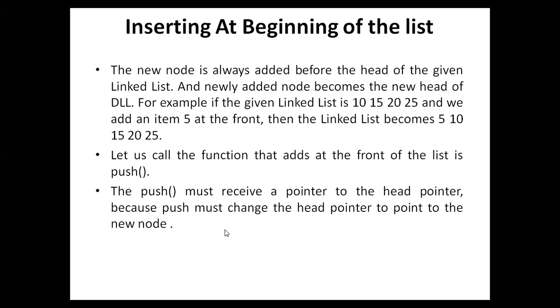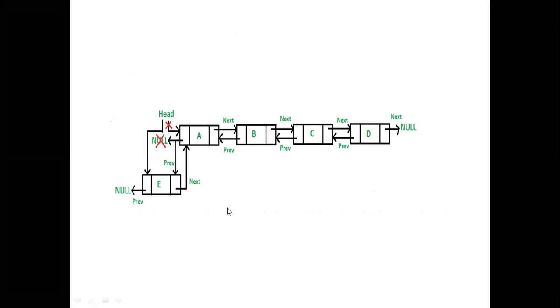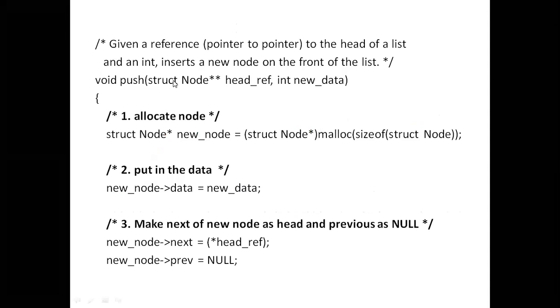Shall we discuss the diagrammatic representation now? All of you clear? Yes, ma'am. After this, you will get 5, 10, 15, 20, 25. So we have to call the function that adds at the front of the list, push. The logic is yours. Receive a pointer to the head pointer because push must change the head pointer to point to the new node. This example I have given you with function code. If you could not write the complete code, like this, if you write and join, you will get a complete program.